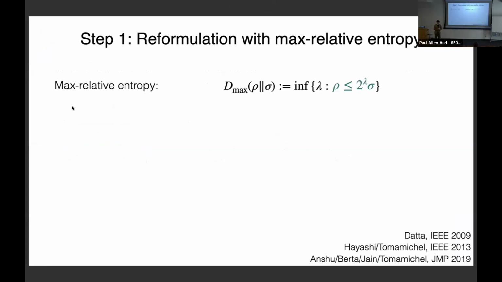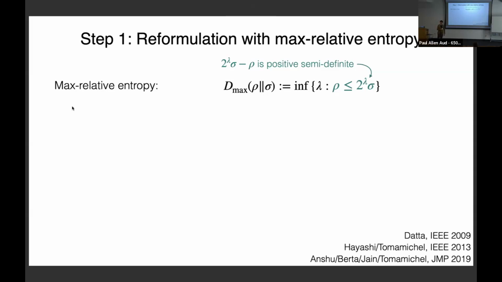So now let's look at some proof ideas for this classical generalized Stein's lemma. The first thing is I want to reformulate this with the help of the max relative entropy. What is the max relative entropy? It's this quantity between two quantum states. You take the minimum lambda such that rho is upper bounded by 2 to the lambda sigma. And this just means that 2 to the lambda sigma minus rho is positive semi-definite. This quantity is an upper bound to the relative entropy. It's very easy to show.